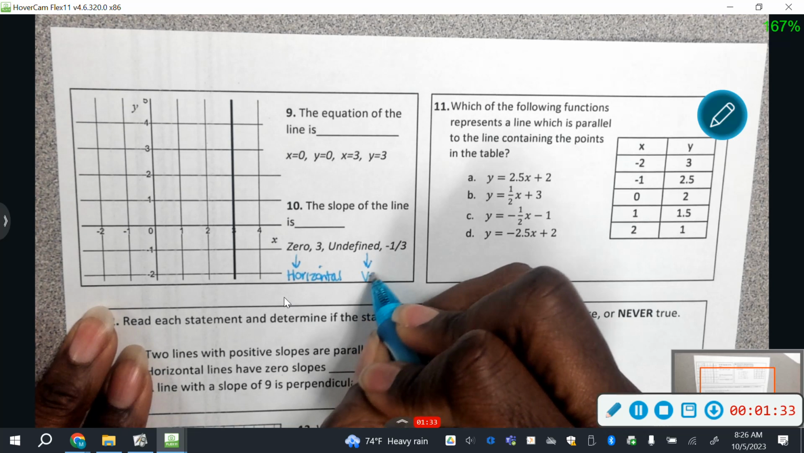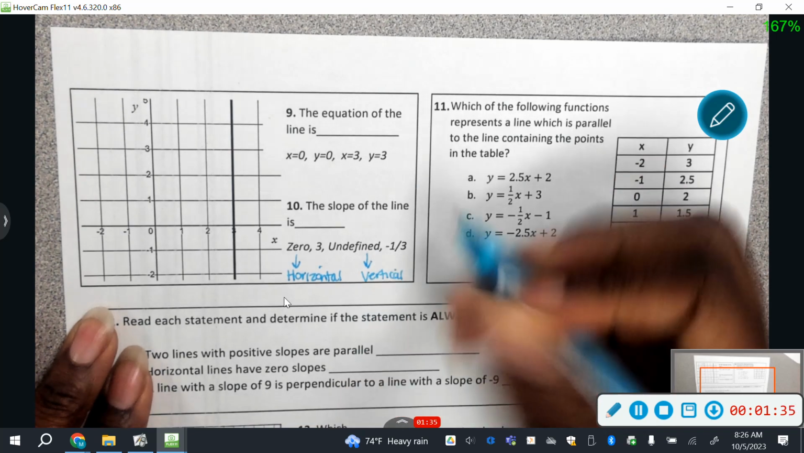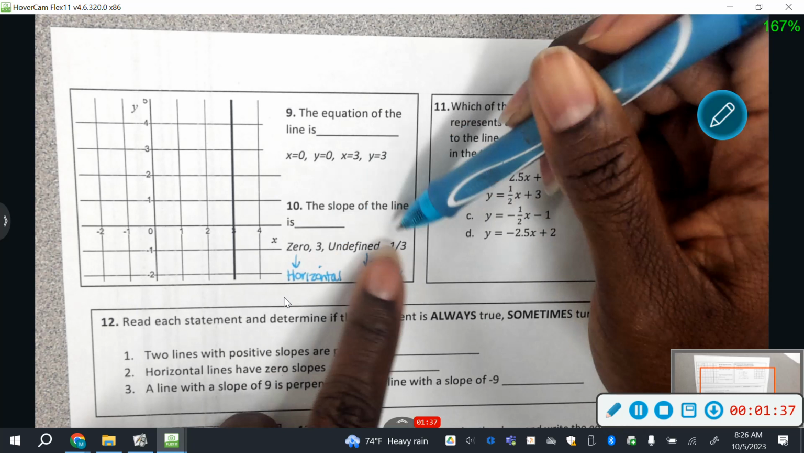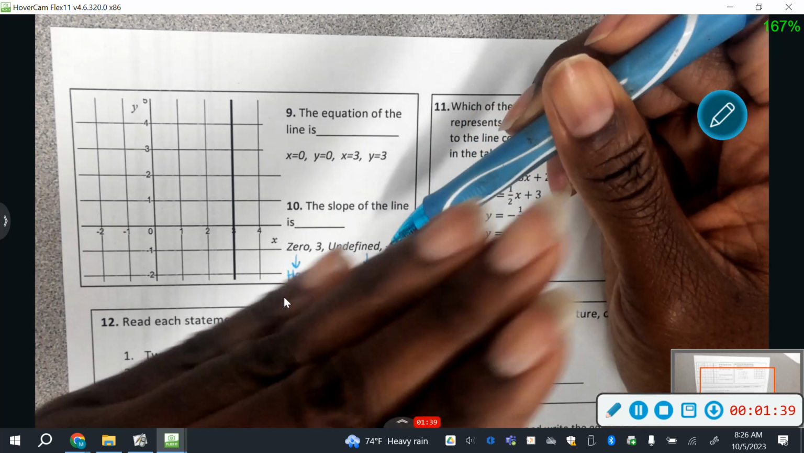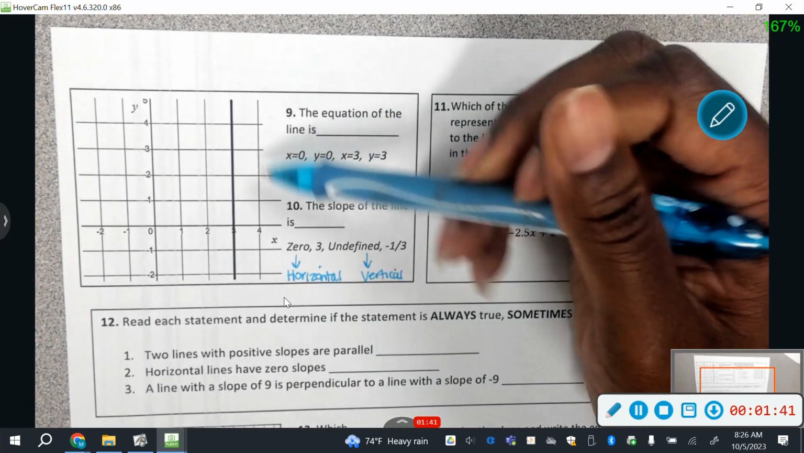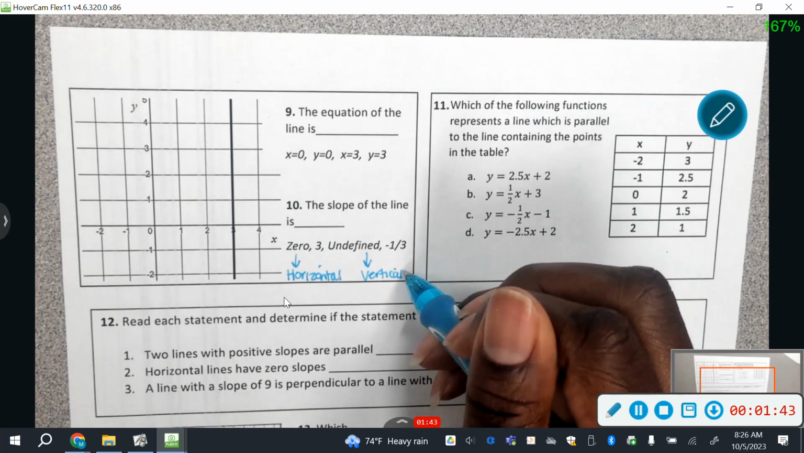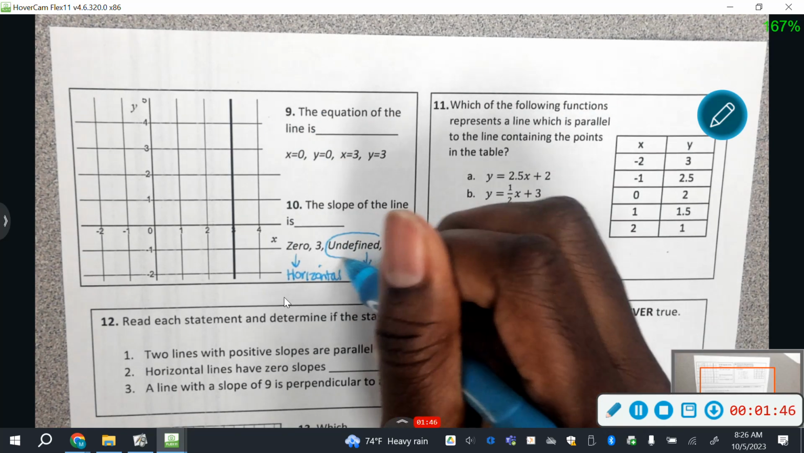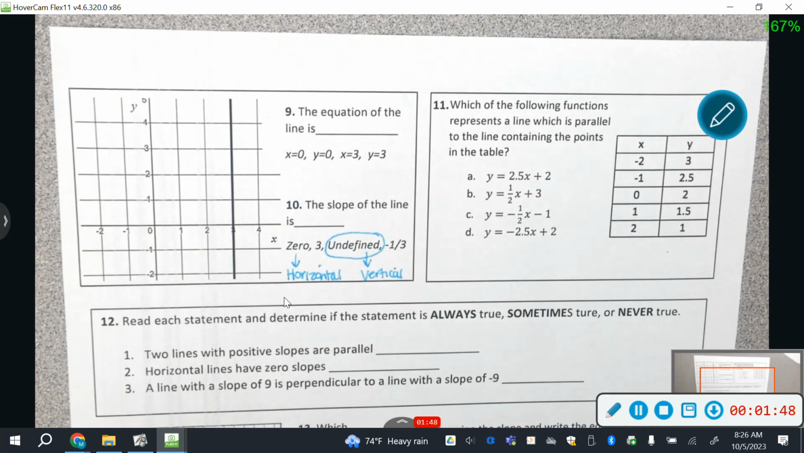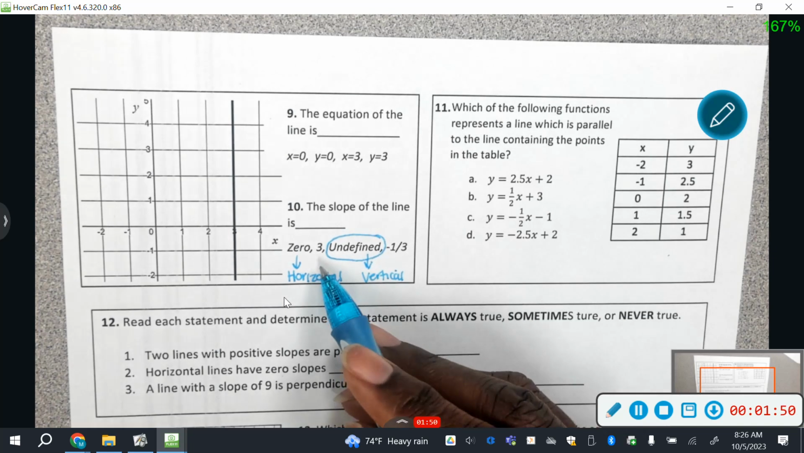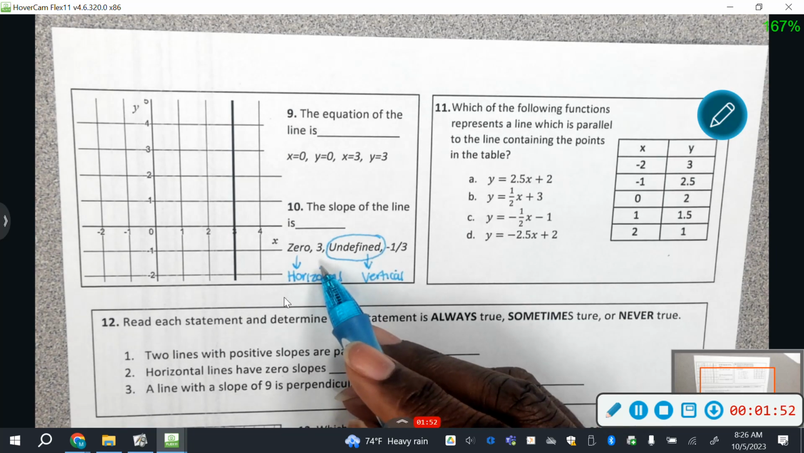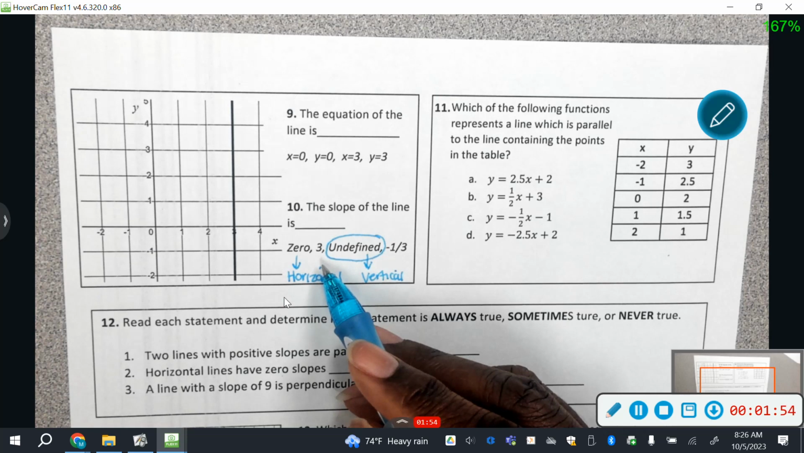Undefined, that's for your vertical line, okay? If you thought the slope was 3 or -1/3, it's going to be one of the diagonal type lines. These lines are different. All vertical lines should have an undefined slope, okay? The slope is not the x. We keep talking about it. The slope is the m that is next to the x.